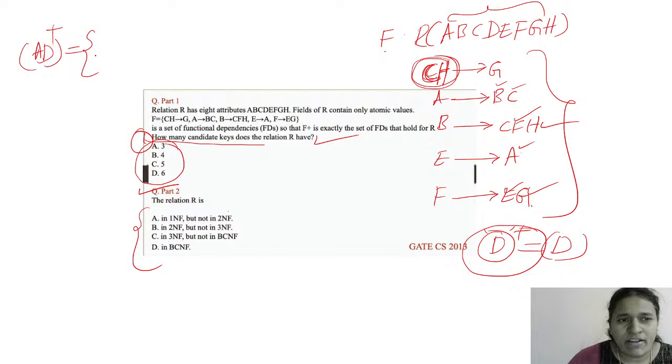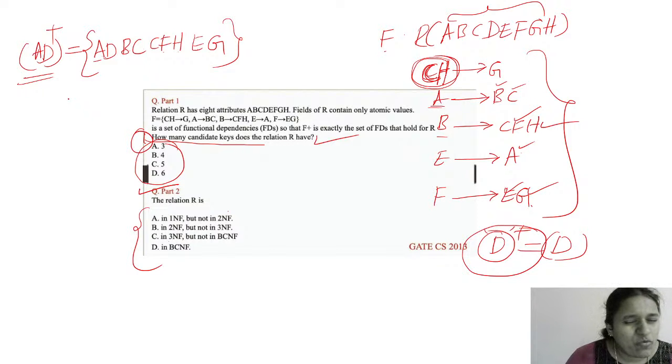From the AD closure, what will we get? Initially we will get AD. From the A closure we will get BC. From B closure we are determining CFH. From F closure we are determining EG. From E closure we can determine A, but A is already there. And from CH closure we can determine G. Right now we got all the attributes of the given relation: A, B, C, D, E, F, G, H. That means here AD is the candidate key of the given relation.